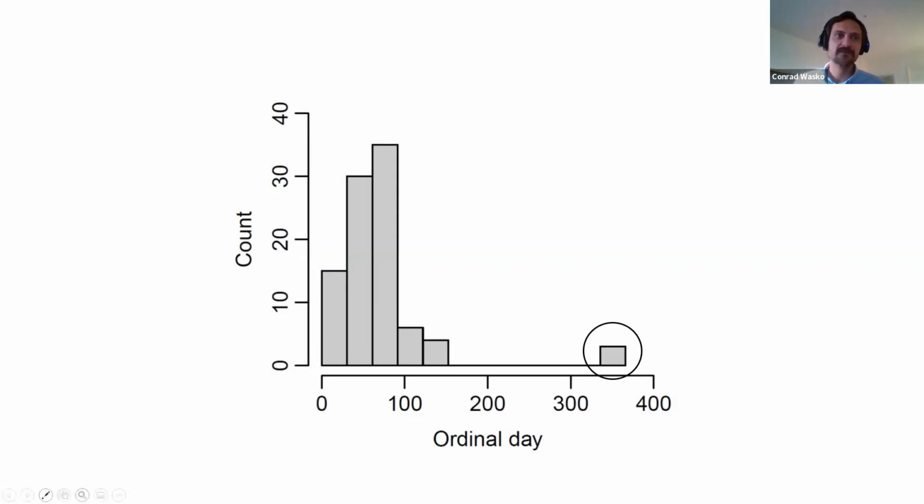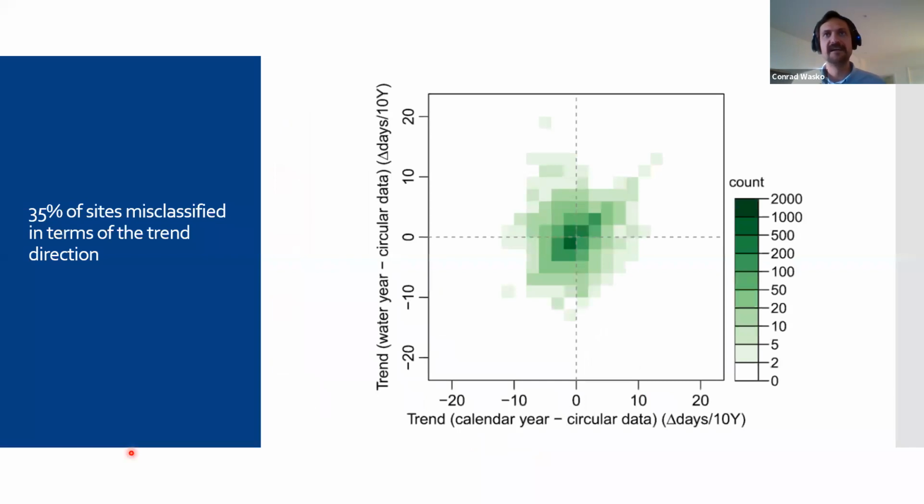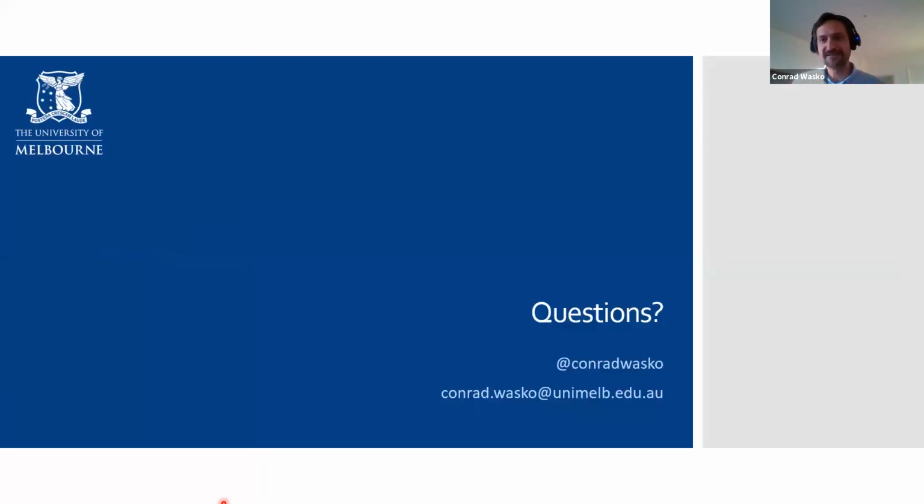And indeed, if you look across the world, what we found was that there's a lot of sites where the trend would be miscalculated if you didn't standardize properly. So 35% of sites. So you don't have to go down the path of this circular regression, but even the existing studies, if they were just using Sen's slopes, because they didn't standardize their data, they still might have misclassified the direction of the trend. So that is all I had to say. I appreciate there's a lot going on there, but I hope it wasn't too heavy for a Friday afternoon, and very happy to take questions.